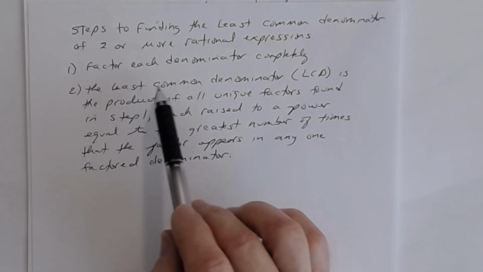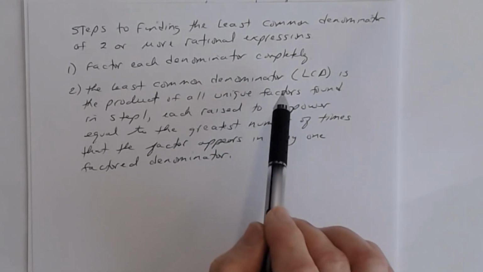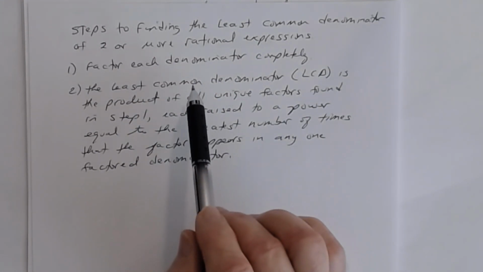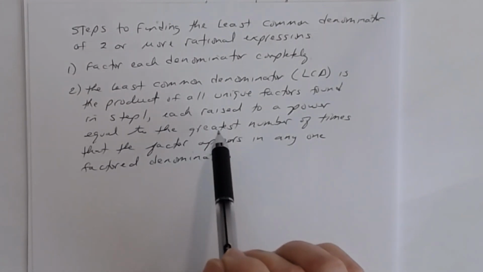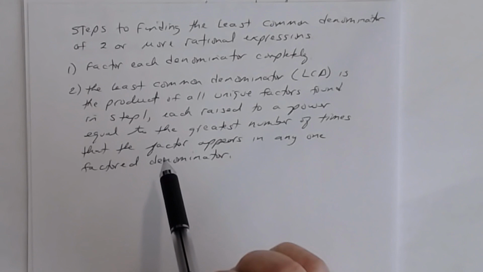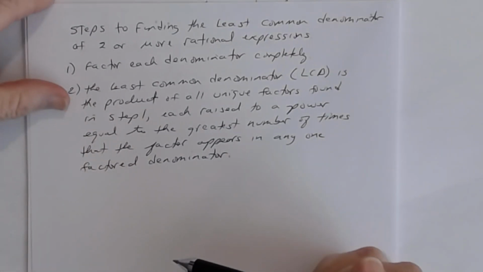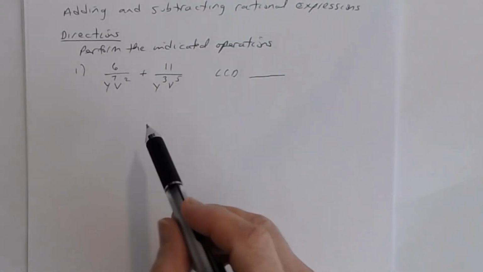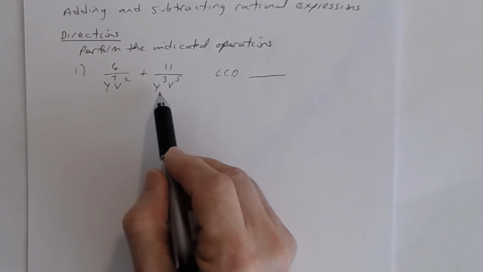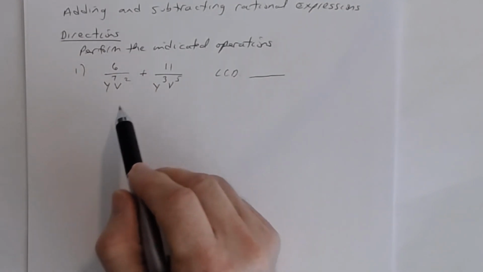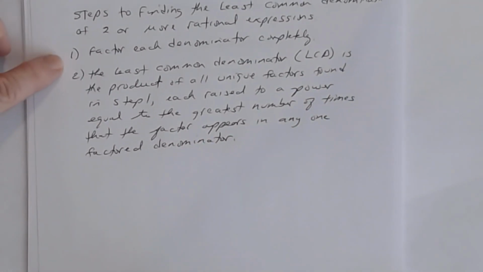Number two, the least common denominator is the product of all the different factors that you see from step one, each raised to a power that's equal to the greatest number of times that the factor appears in any one denominator. So in other words, if we go back to this one, notice that these denominators are monomial factors. So there's nothing else you can do in terms of factoring. So step number one has already been done.